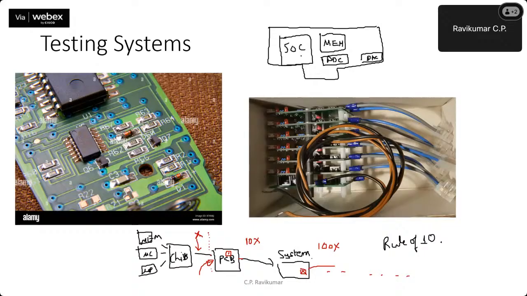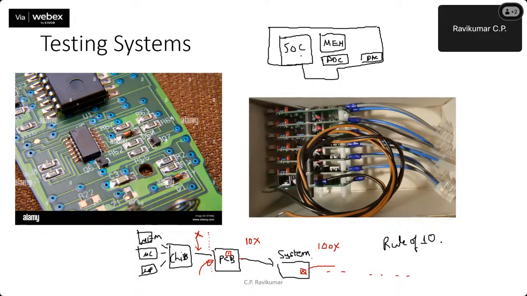Okay. So this is the rule of 10. The earlier you find the bug or the defect, the better it is, right? So that is the rule of 10. And so we will assume that ICs have been tested a priori and all that, right? But in spite of all that, when you make a complete system, right, ICs may still go bad, right?